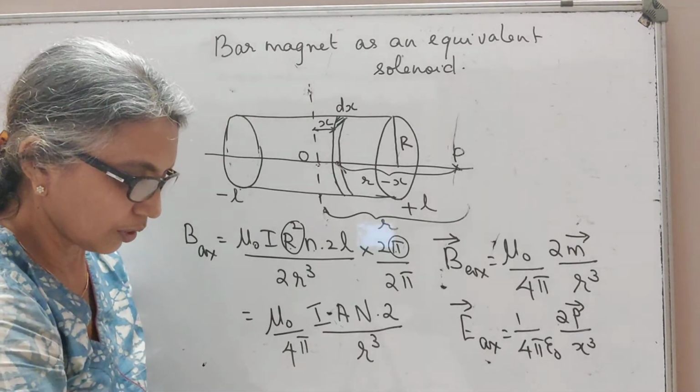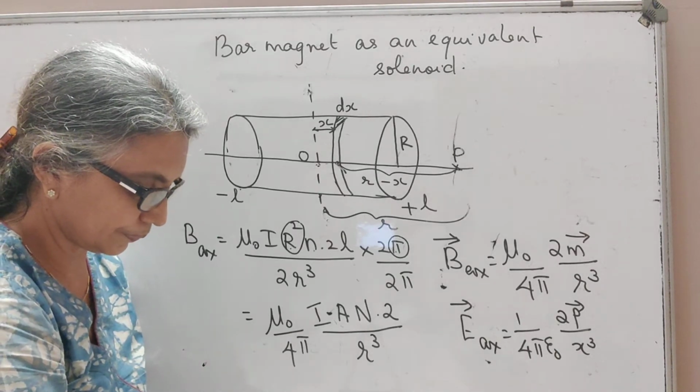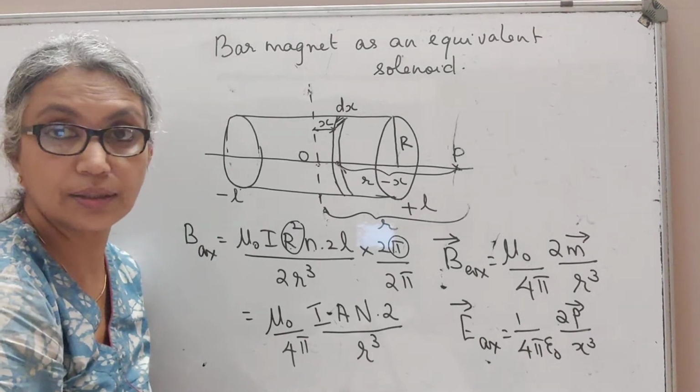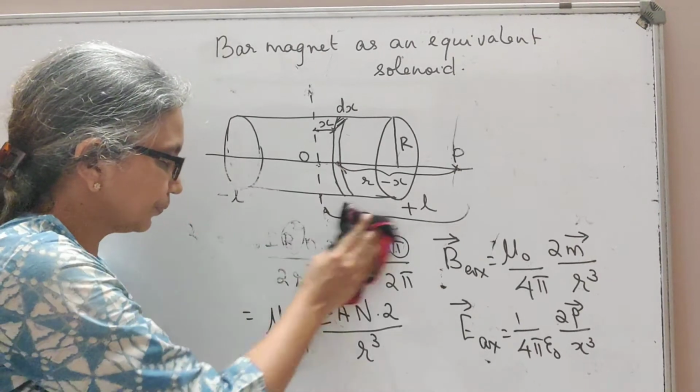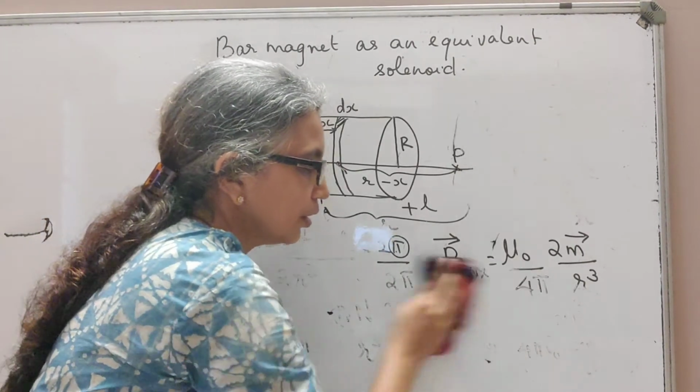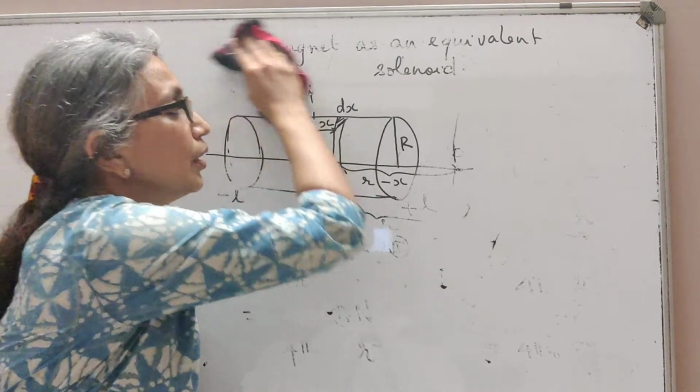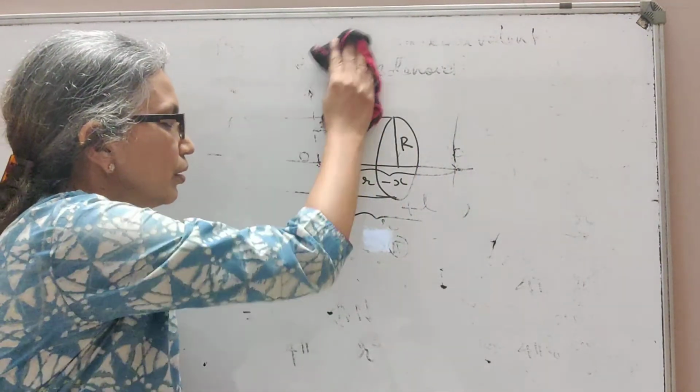Okay. What we now have is the Earth's magnetism. In this chapter, the important topic that we have is the Earth's magnetism.